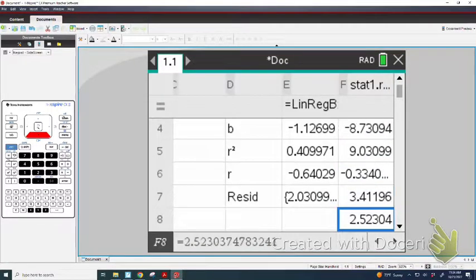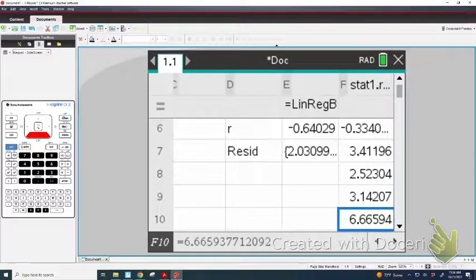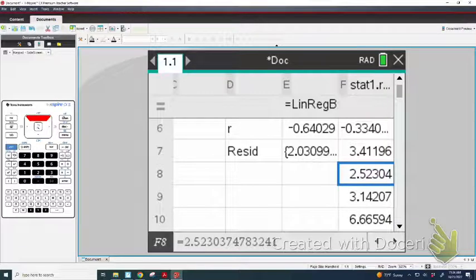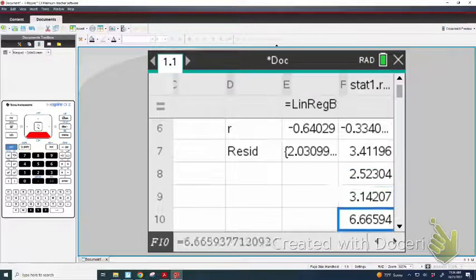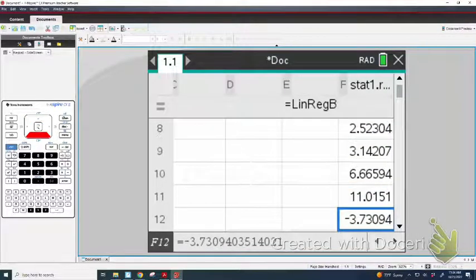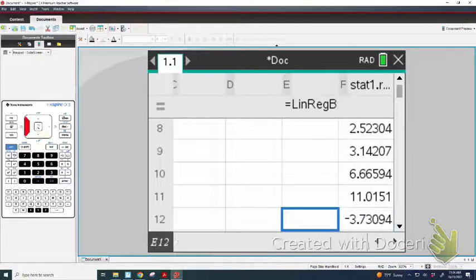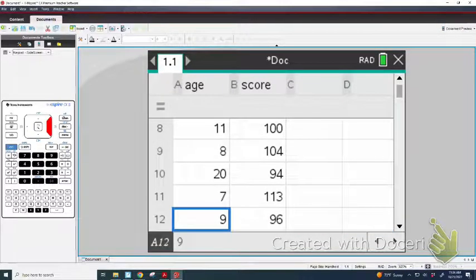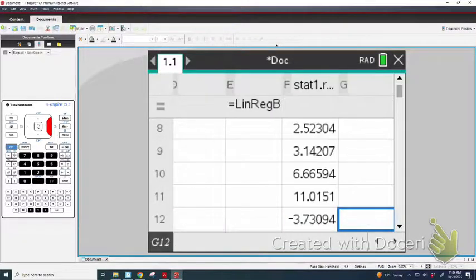Doing this is an easy way to cheat at getting a residual. You're not showing your work, which you do need to do, but you can know if you did it right. So like the 12th observation has a negative 3.7 residual. This kiddo that was 9 months old when he spoke had a Gessel score at 96. His residual was that right there.